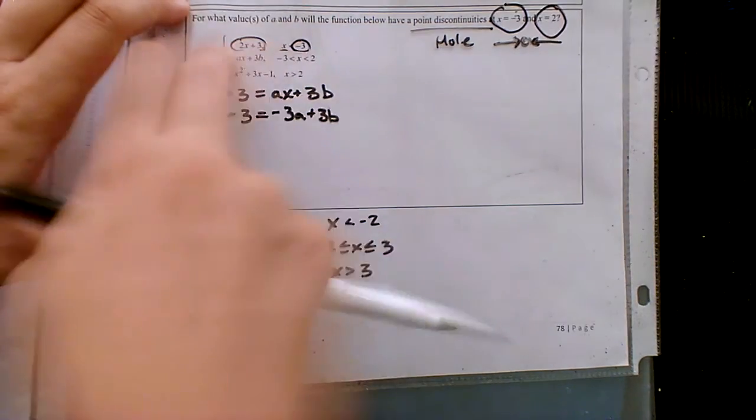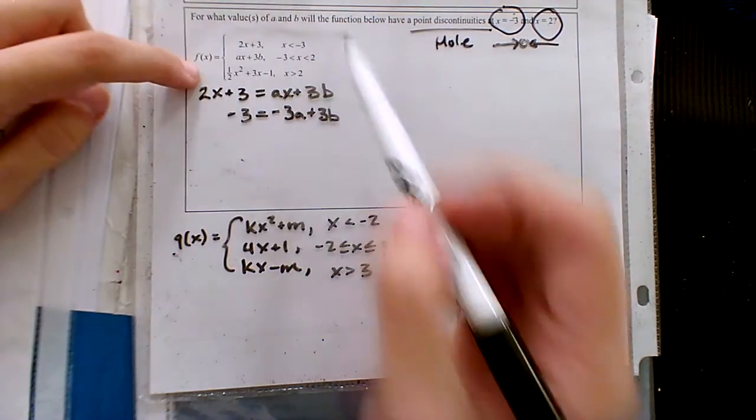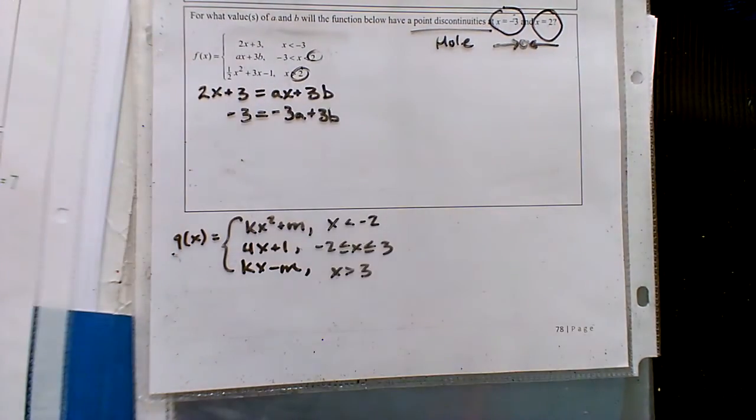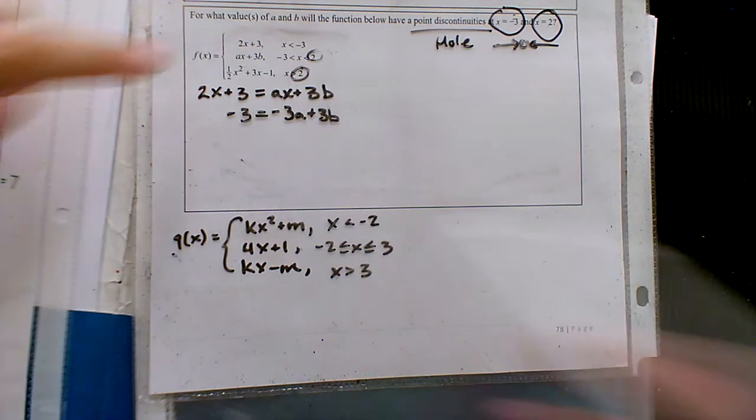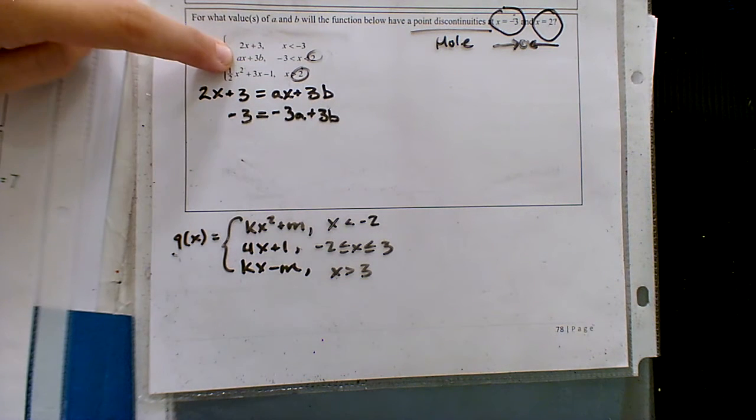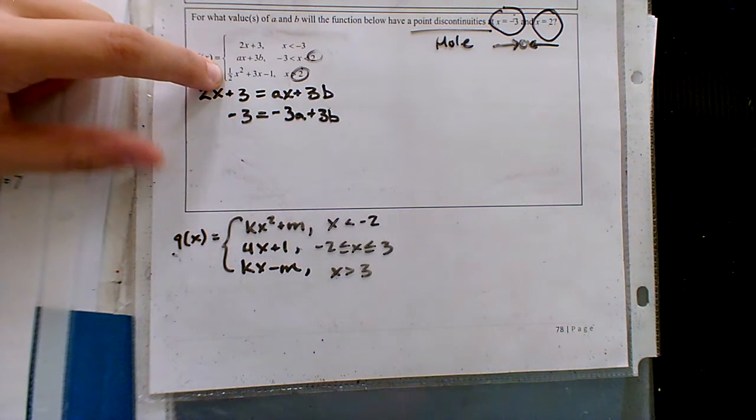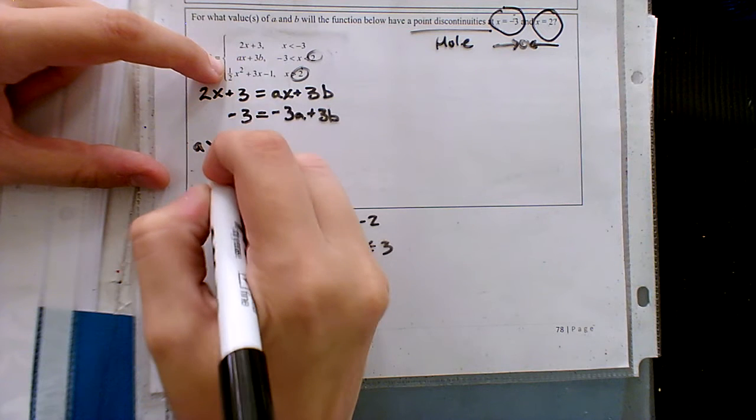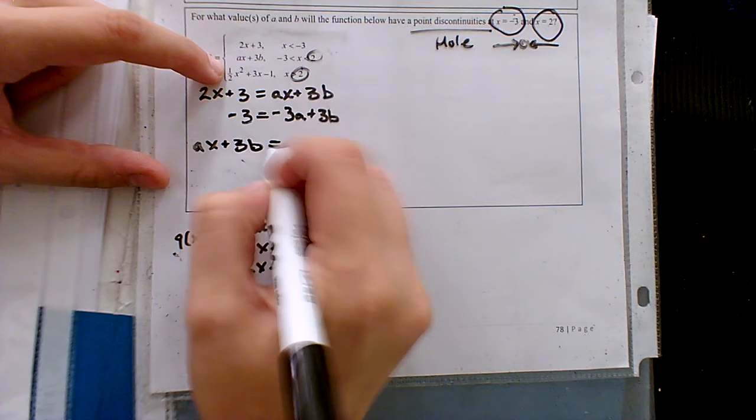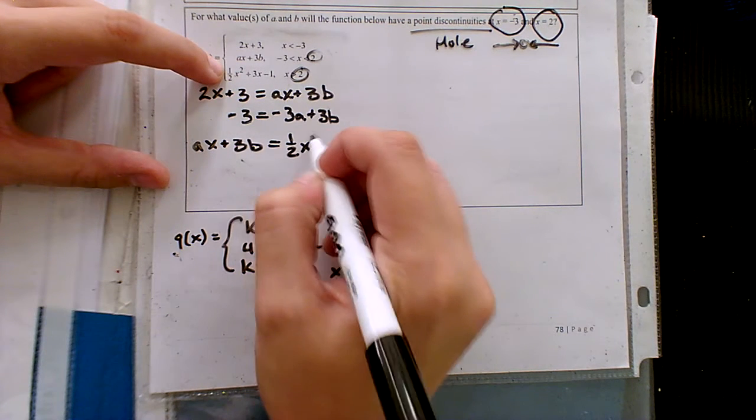Maybe we can use a similar idea with this location of 2, because that's another location where one equation ends and the next one begins. So we want the left-hand side of 2, which would be our middle equation, to equal the right-hand side of 2, which would be our third equation. So we'll set up an algebraic equation to represent that idea.